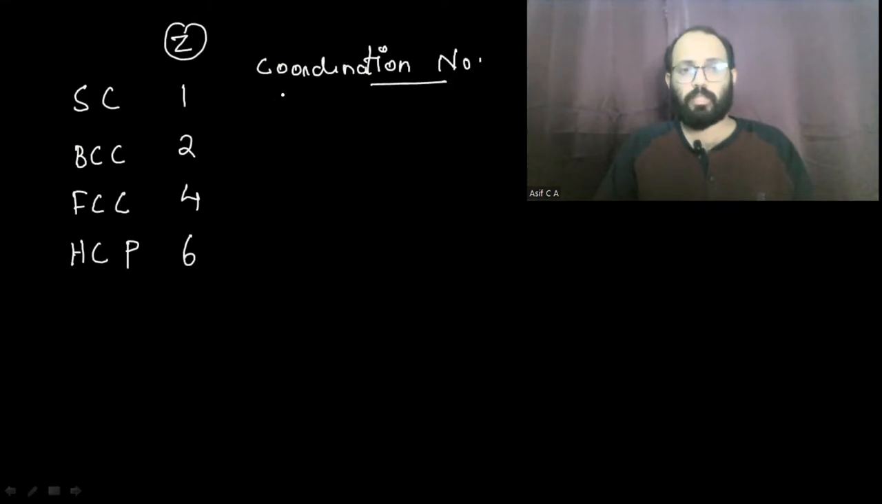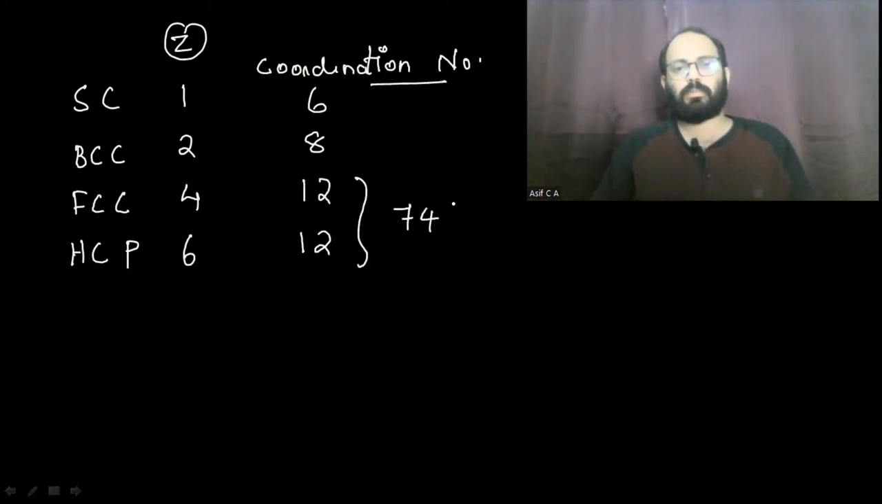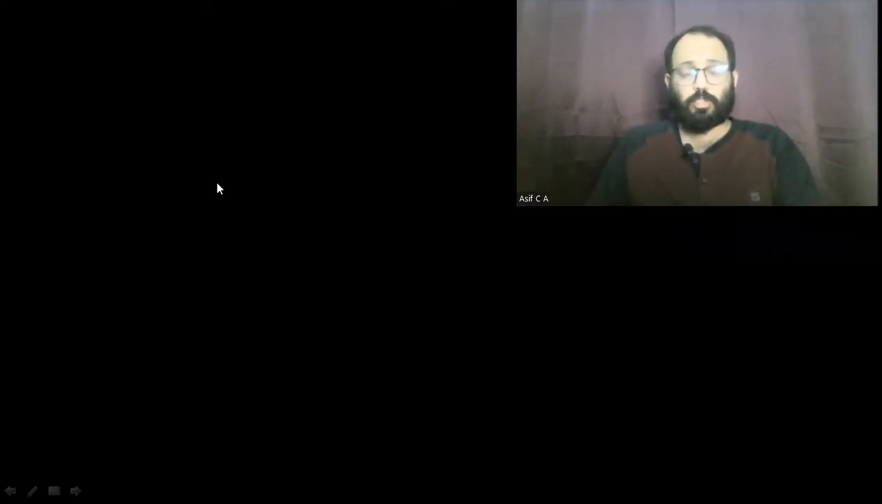Coordination number for simple cube is 6. Body center will be 8. And FCC and HCP both have the same coordination number, 12. Even their packing efficiency is the same, 74% each. Here we know it is 52 and 68. So for HCP the number of atoms will be 6, the coordination number of HCP and FCC is the same, 12, and 74% is the packing efficiency. What is actually the coordination number? Coordination number is nothing but the number of nearest neighbors.